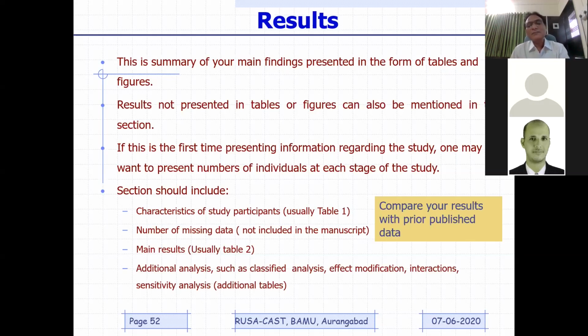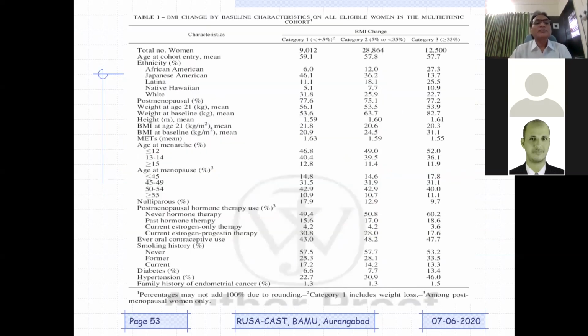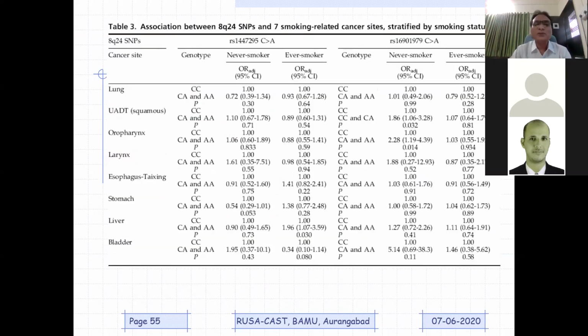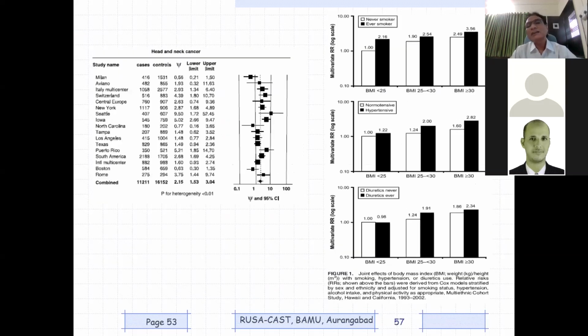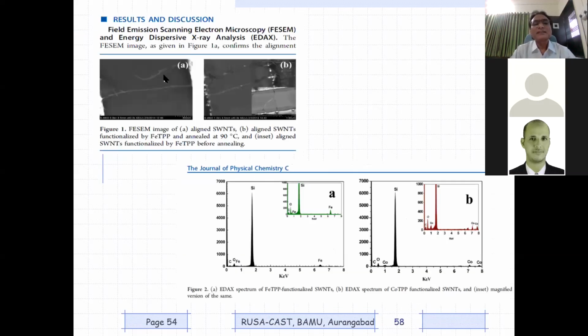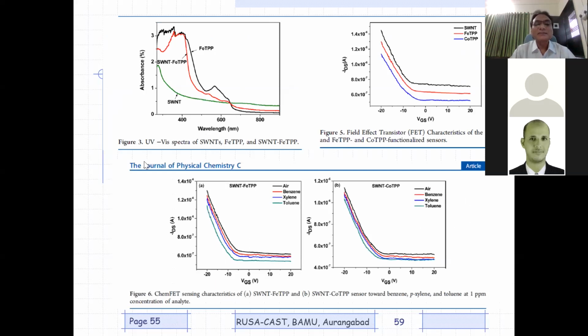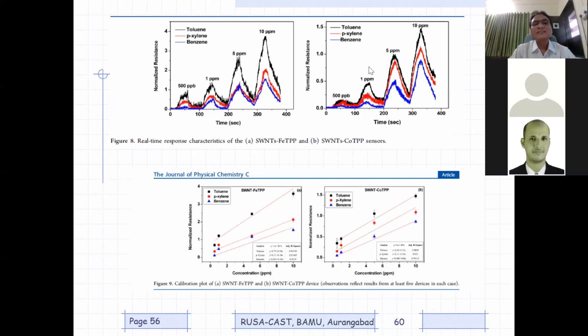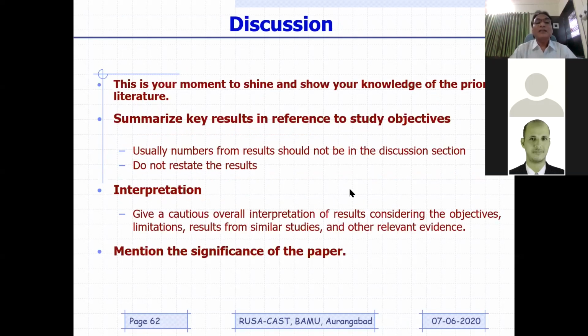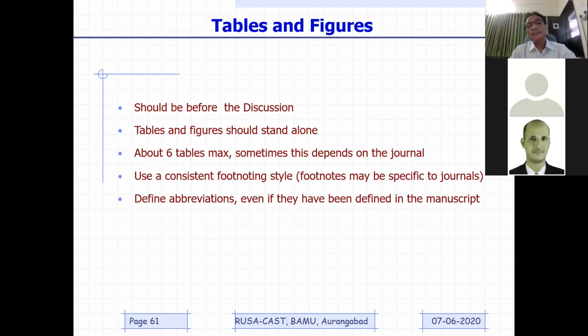If at all you have permission, then you can compare your results with prior published data as well. Similar kinds of papers, I mean tables, you can have, you can see. You may have one or more tables, more than one table. This is just an example I'm mentioning here, and you can have this kind of figures also, like FESEM images, some graphs, EDAX, some UV, some IV characteristics. These are some examples, these are some sensing data. That kind of figures you may have in results, and tables and figures you can mention.